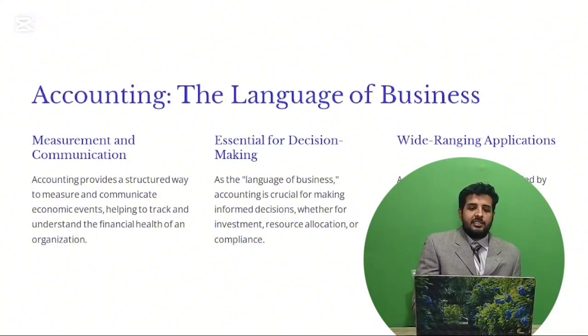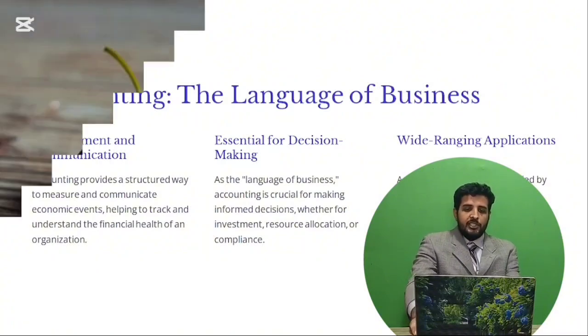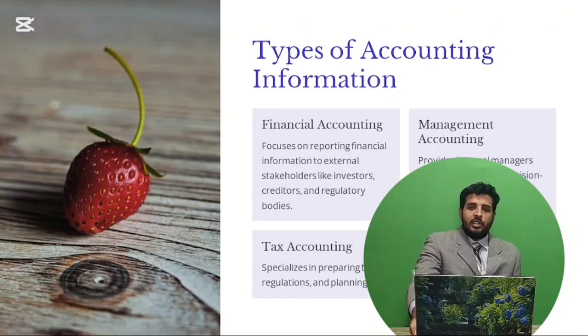So why is this important? Consider a company planning to expand. Without accurate accounting, they will not know whether they have the budget to open a new branch or not, whether they have the budget to hire new employees or not, and that is the gist of it. Now let's move on to the next slide, which is about types of accounting information.